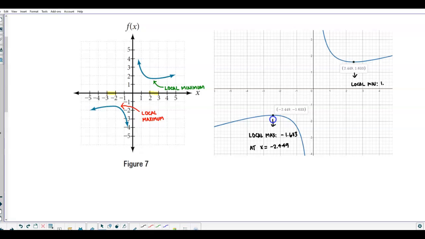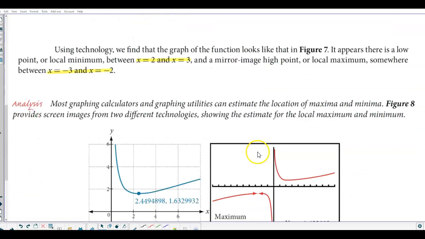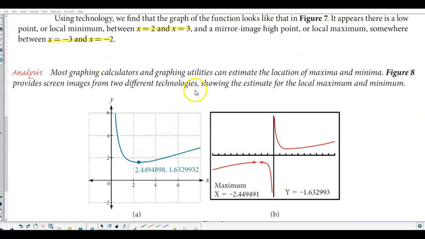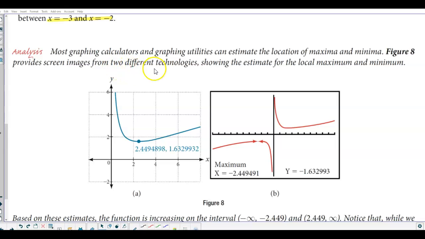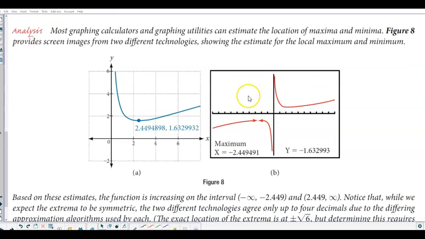And then over here, we can see that there is a local minimum, and that occurs at 1.633, where x is equal to 2.449. Again, most graphing calculators and graphing utilities can estimate the location of the maxima and minima. As you can see here in Figure 8, it provides screen images from 2 different technologies showing the estimate for the local maximum and minimum. What we just did is we used Desmos.